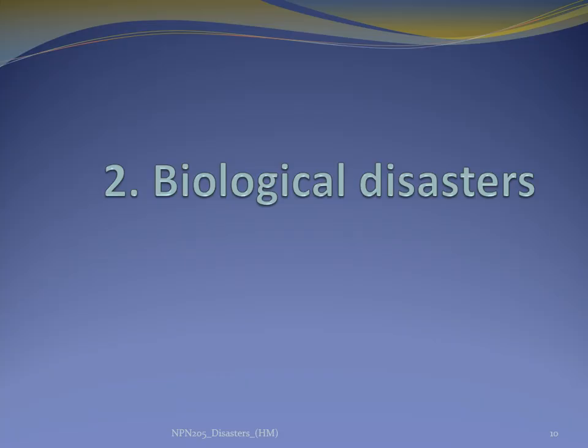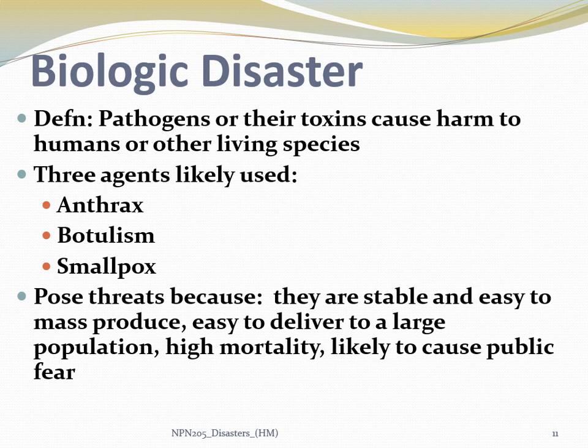All right, moving on to biologic disasters. The definition of biologic disasters is that pathogens or their toxins can cause harm to humans or other living species. Examples would be things like the bubonic plague, the influenza outbreak. Three agents likely used to cause biologic disasters though are anthrax, botulism, and smallpox. And I know that we've had incidences recently where that's been a scare nationally as far as terrorism.